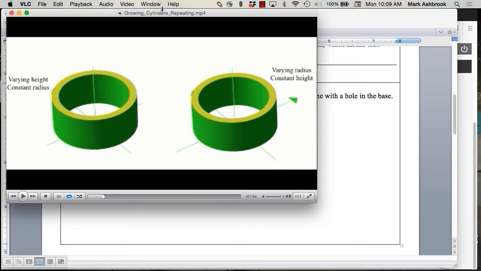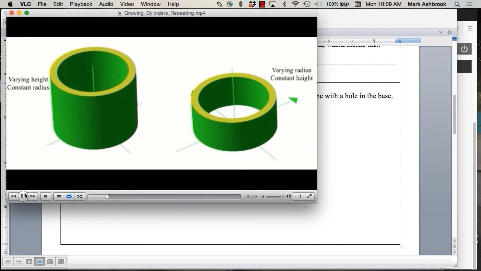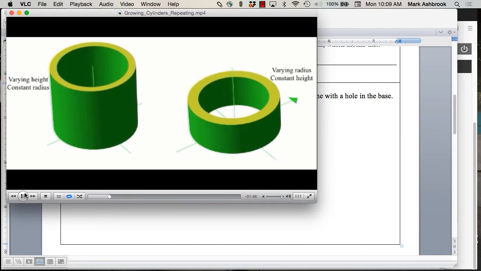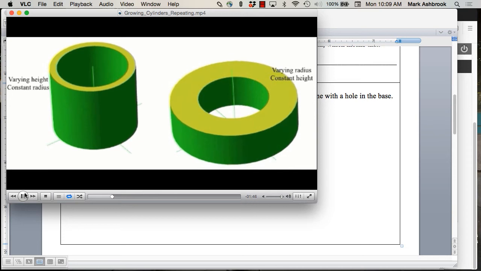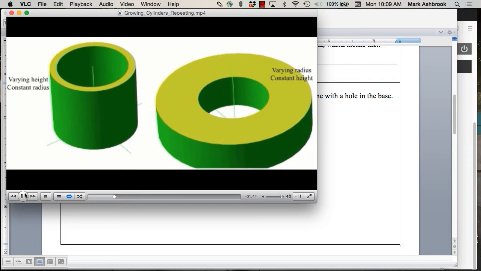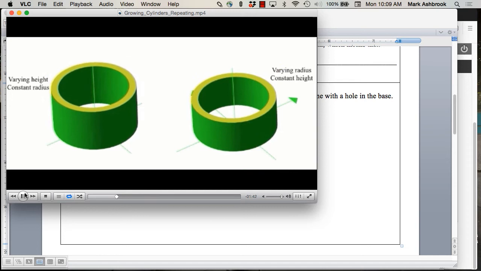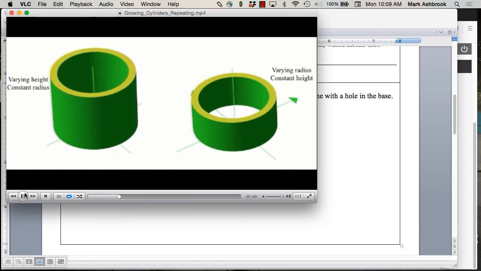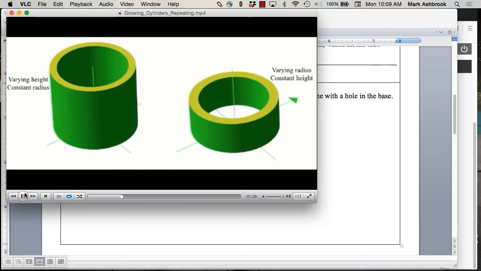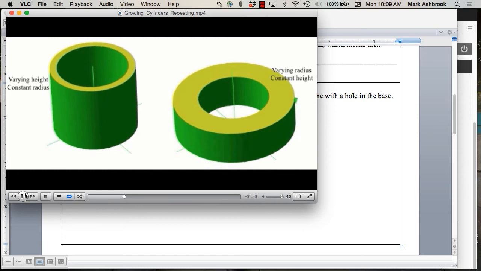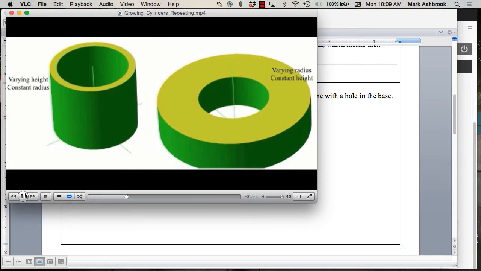But now there's two ways that these can accumulate. So watch. Right? So the shells can change by changing their height, or the shells can change by changing their radius. See that? So the shell changes by changing its height and keeping its radius fixed, or changing its radius and keeping its height fixed.